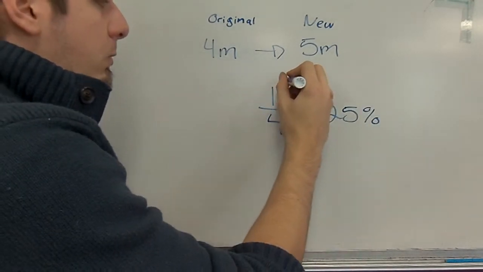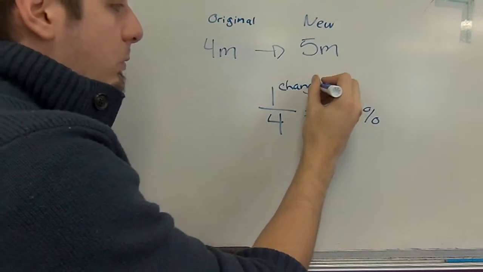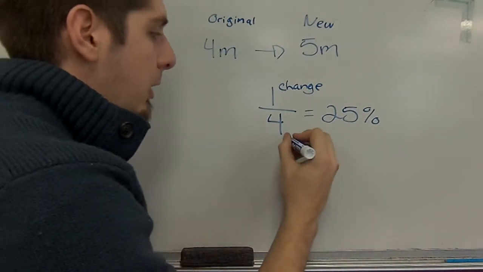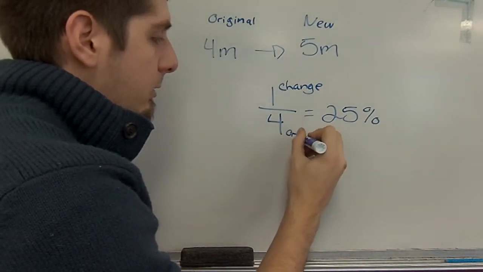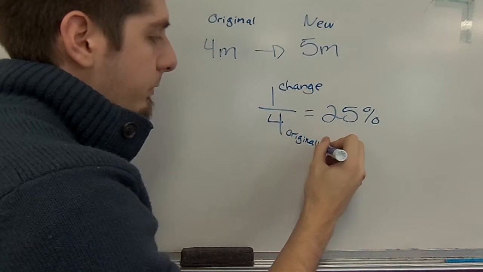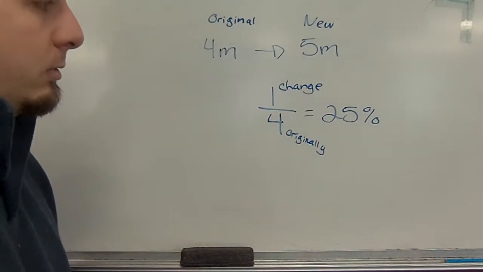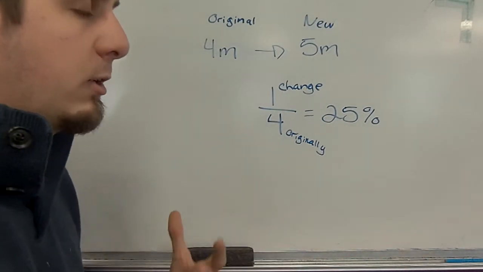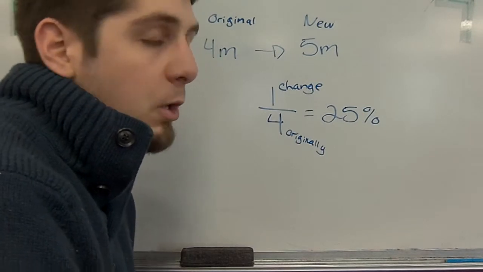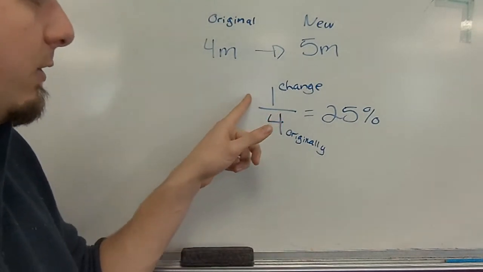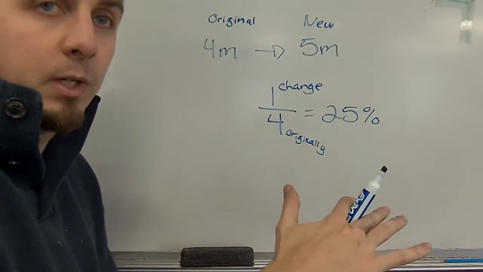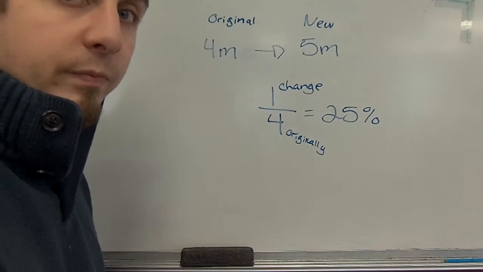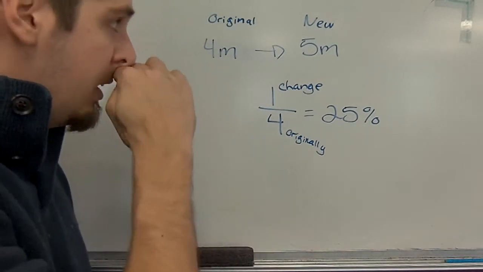Okay, so remember, we found the change, which was a positive 1. Okay, we had positive 1 meter of growth. We were originally at 4 meters. So we grew 1 meter, which means we had a 25% increase in growth, because the 1 is 25% of our original height. So we are 25% bigger than we were before. Okay, so that's really how this works.